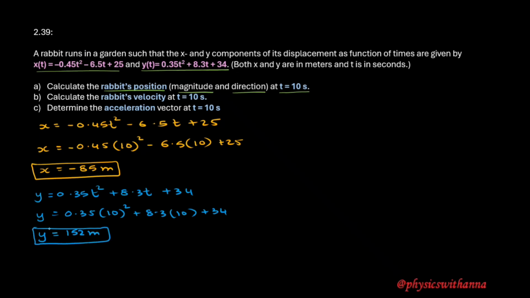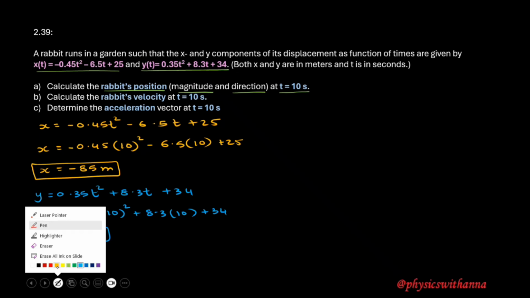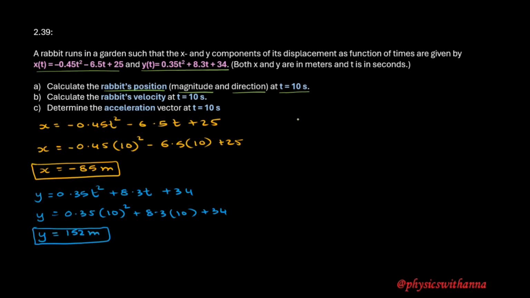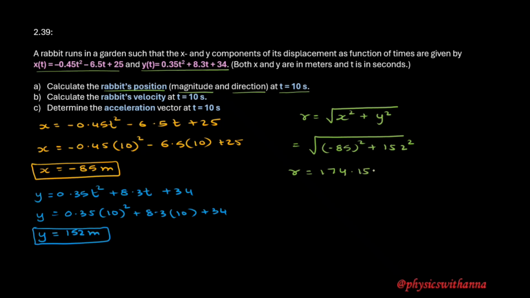After we find the x and y components of position, we can find the magnitude of position by using the Pythagorean theorem. So I get the magnitude r as square root of x squared plus y squared. That gives you square root of negative 85 squared plus 152 squared. So the magnitude of position is equal to 174.15 meters.